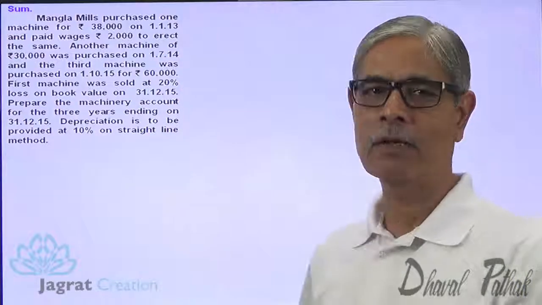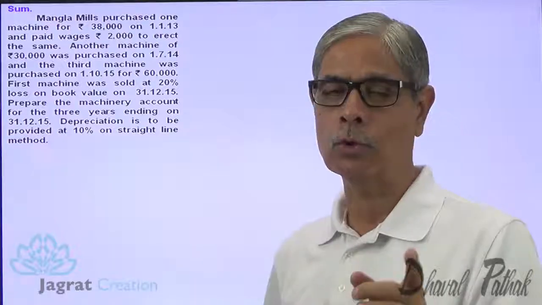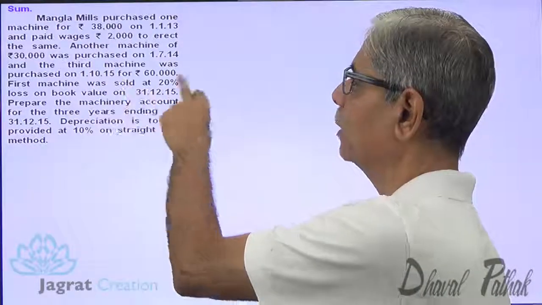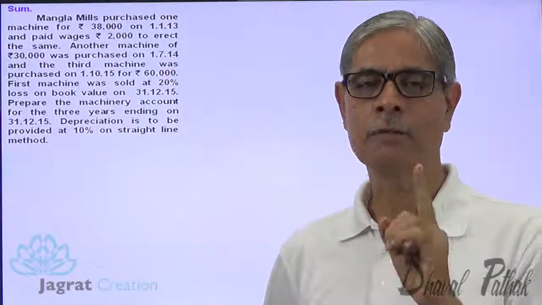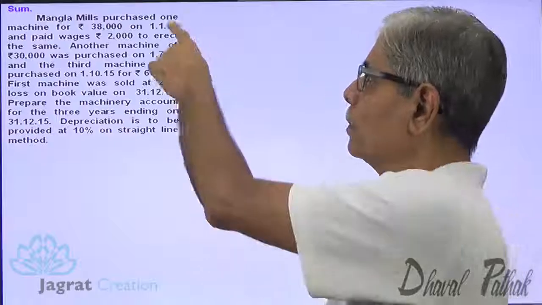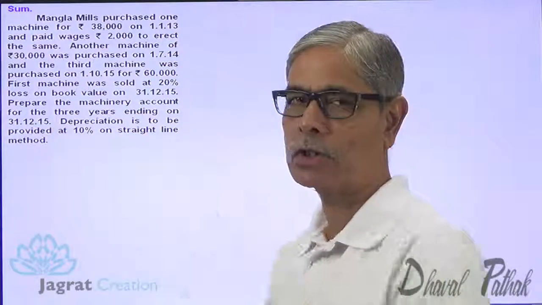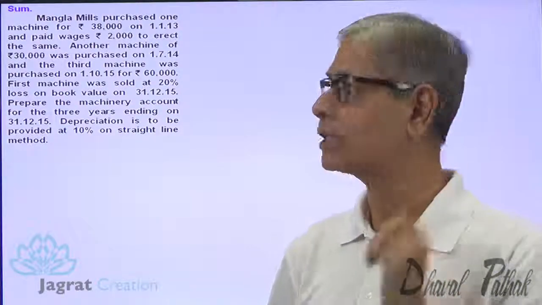First machine purchased on 1/1/2013. Second machine purchased on 1/7/2014. Third machine is purchased on 1/10/2015. These are the 3 different dates on which machines are purchased. First machine purchased on 1/1/2013, used up to 31st of December 2015. So first machine has been used for 3 years.